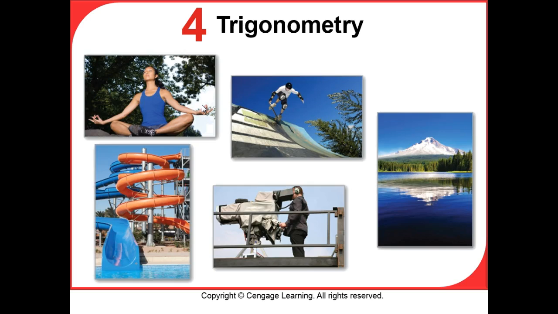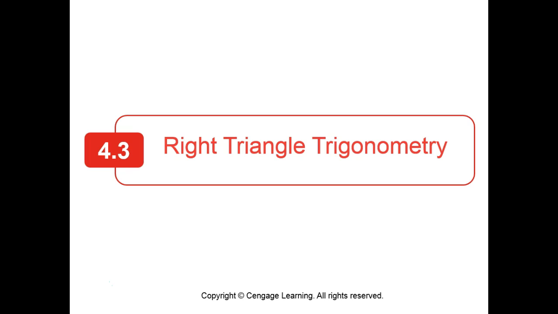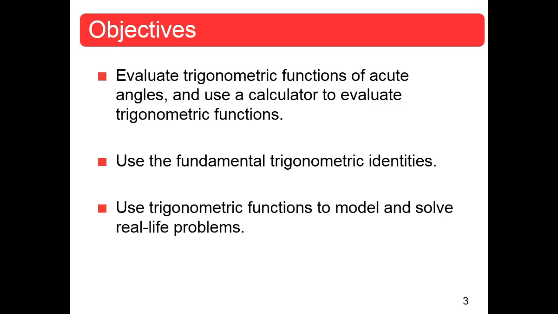Goodness gracious. Still in Chapter 4, Trigonometry. 4.3 is right triangle trigonometry. Finally, we got triangles in trigonometry. That's where the name comes from. The study of triangles, the measurement of triangles. Okay? Here are the objectives here. We're going to evaluate our trigonometric functions of acute angles. Now, what do we mean by acute angles? Between 0 and 90 degrees or 0 and pi halves.